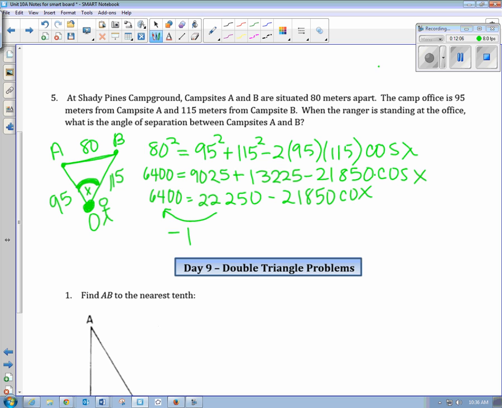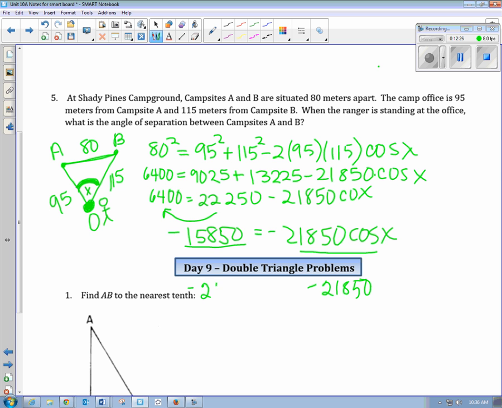which will give me negative 15,850 equals negative 21,850 cosine x. I'm going to go through and solve, which means I'm dividing both sides by that negative 21,850. And I would do this on my calculator, because when I do it on my calculator, I can find out that when I reduce on the left, I end up with 317 over 437 equals cosine x. That makes it very easy for me to type that right into my calculator.